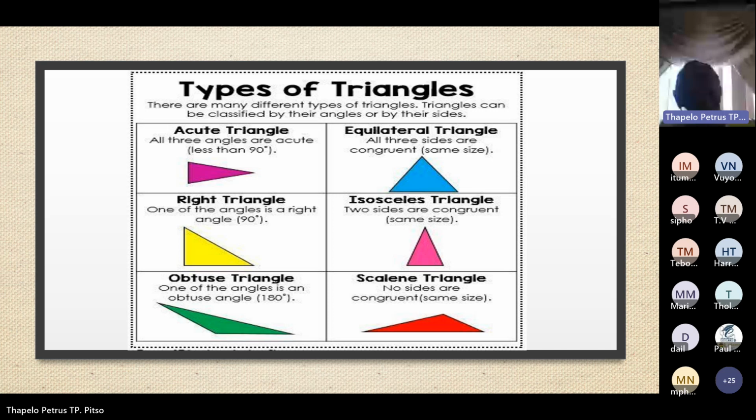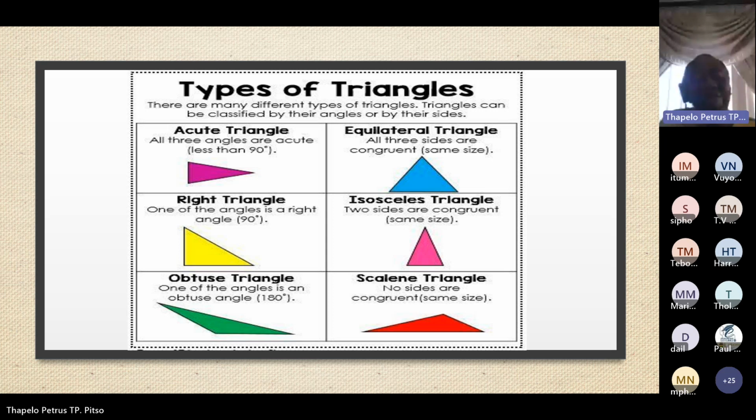Acute triangle, you look at the biggest angle. Is it less than 90? Then a right angle triangle, look at the biggest angle. Is it 90 degrees? Therefore it's called a right angle triangle. And then lastly, when you look at the biggest angle in the triangle, if it's bigger than 90, then it's called an obtuse triangle. Equals to 90, right angle triangle. Less than 90 degrees, acute triangle.